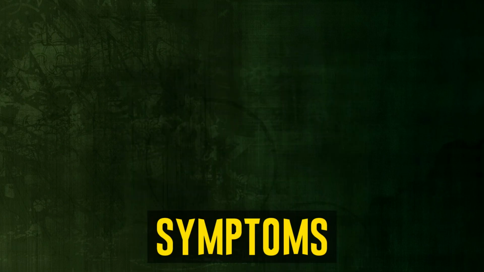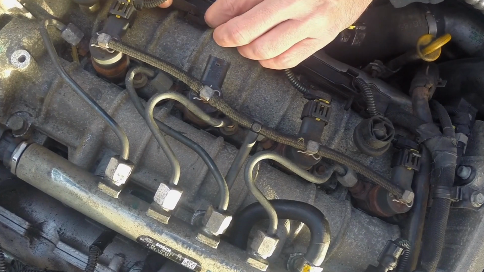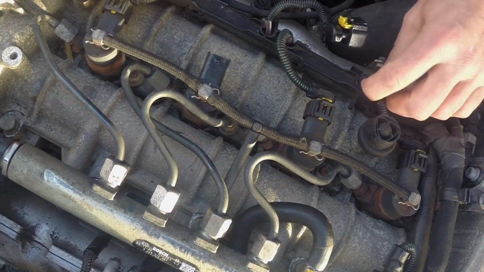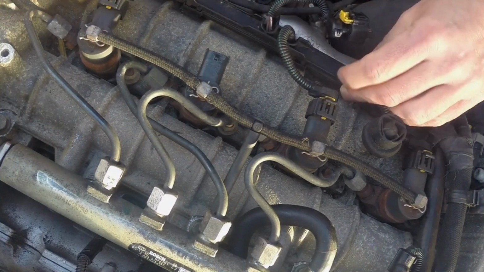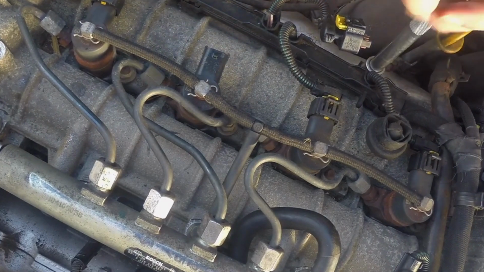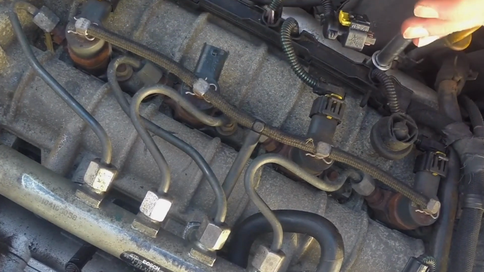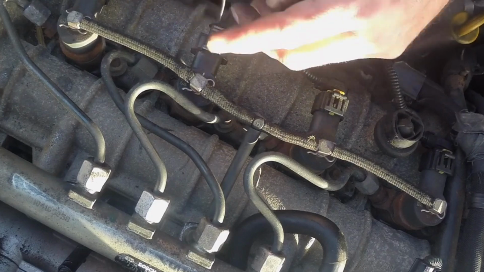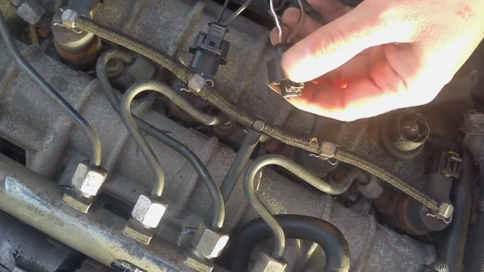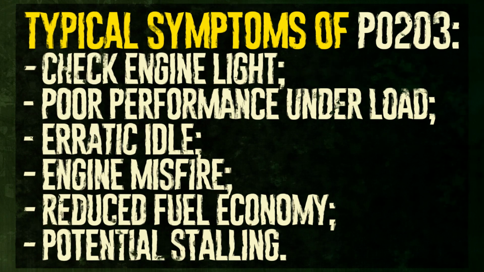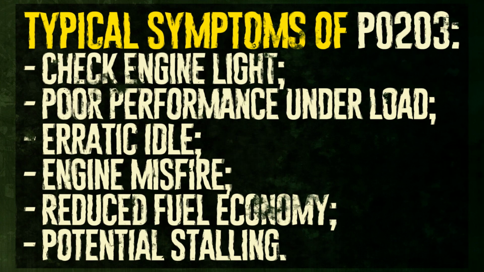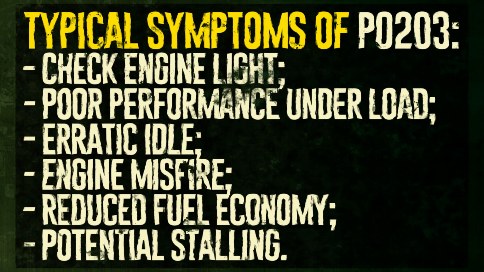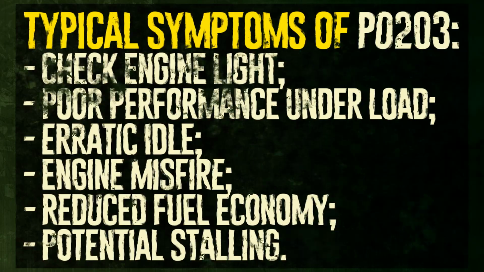Symptoms. Numerous secondary symptoms are frequently present in conjunction with diagnostic fault code P0203, some of which are more obvious than others. People who can identify these symptoms are usually in a good position to quickly diagnose the problem. Some of the most typical symptoms linked to DTC P0203 are listed below. Check engine light, poor performance under load, erratic idle, engine misfire, reduced fuel economy, potential stalling.